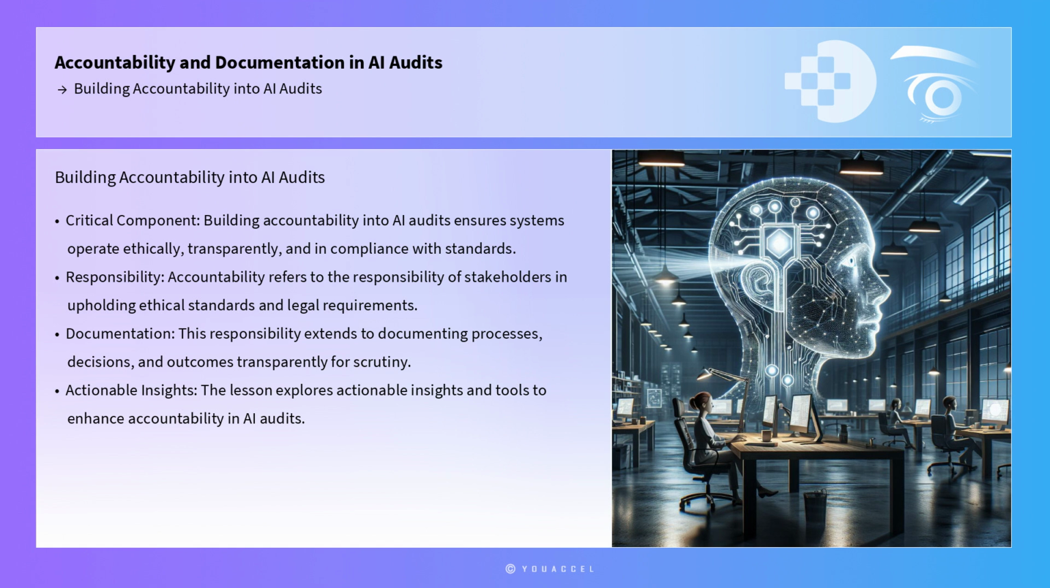Building accountability into AI audits is a critical component of ensuring that artificial intelligence systems operate ethically, transparently, and in compliance with regulatory standards. Accountability in AI auditing refers to the responsibility that organizations, developers, and stakeholders have in ensuring that AI systems are designed, deployed, and maintained in a manner that upholds ethical standards and legal requirements. This responsibility extends to documenting processes, decisions, and outcomes in a way that is transparent and can be scrutinized by both internal and external parties.